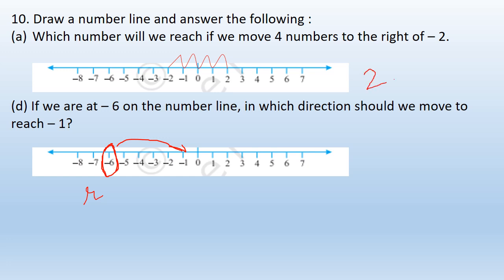Clear, children? So now we have completed our exercise 6.1. The rest of the questions out of this are homework for you. Complete your homework and all this exercise in neat and clean handwriting in your copy.